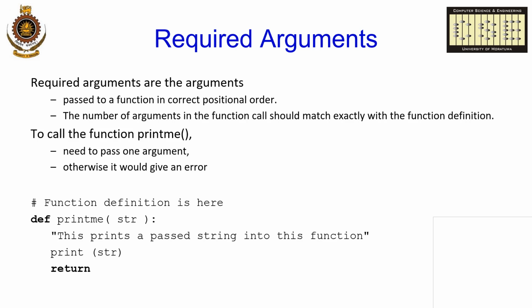The number of arguments in the function call should match exactly the number of arguments in the function definition, otherwise it will throw an error. To call this print me function that you saw earlier, we have seen this function a few times, it just takes a string, so we have shown it in the slide. Print me takes a string, one argument, and it just prints it. So when you are calling this function, you have to pass exactly one argument, this string, otherwise it will give an error.